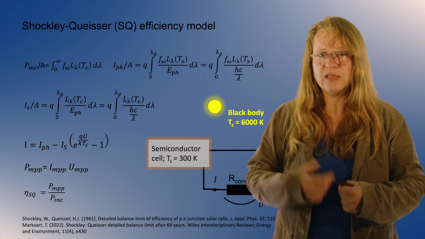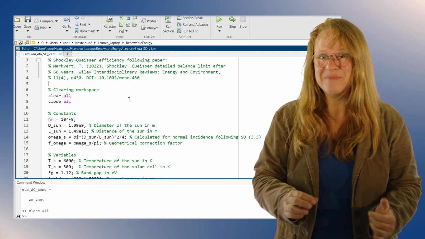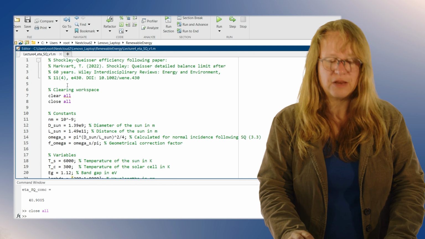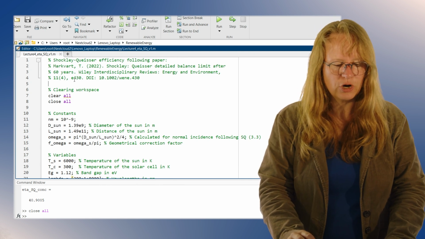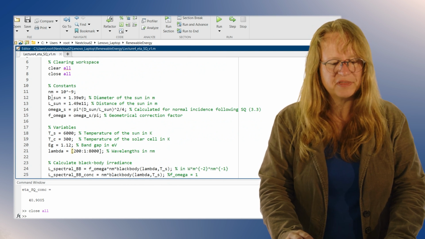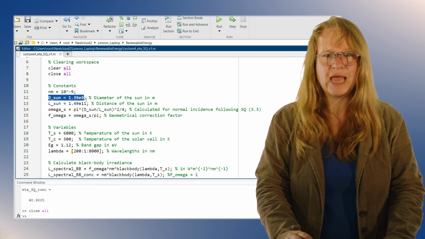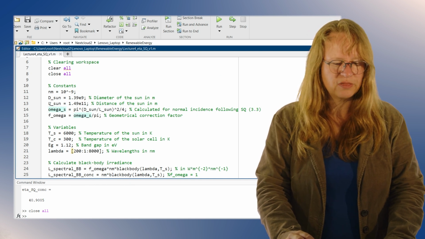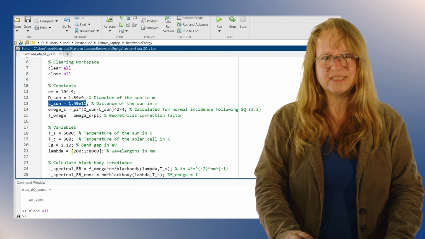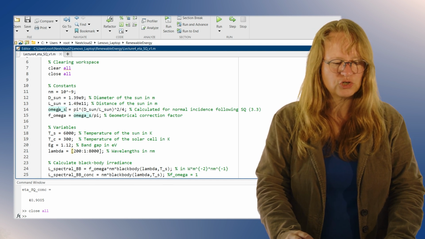So now let's look at that in the actual code. Okay, so now we are at the Matlab code, so let's look at how I implemented it. First of all, I implemented it in Matlab again, but you can implement it in Python or anything you like. And for the Matlab code, I first of all calculate what the correction factor is. So I put in what the diameter of the sun is in meters here. It's 1.39 times 10 to the 9 meters. I took the distance to the sun from the Earth, which is 1.49 times 10 to the 11 meters. And then I calculate the correction factor.